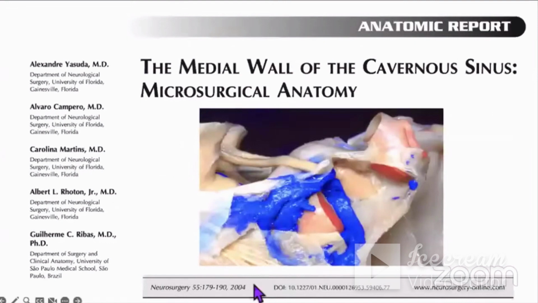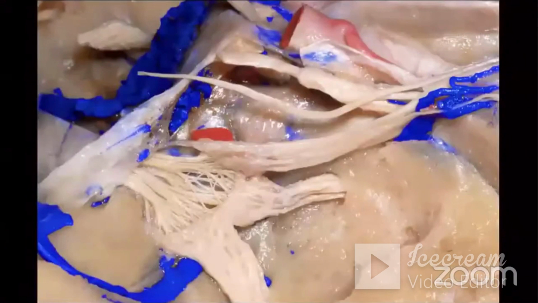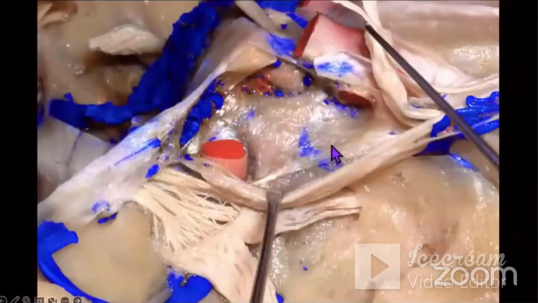We published in 2004 this paper with Dr. Rhoton Laboratory about the medial wall. At that time, some authors denied the existence of the medial wall, a dural wall between the pituitary gland and the content of the cavernous sinus. So we will perform a dissection from laterally to medially in order to see the medial wall of the cavernous sinus. This is the medial wall of the cavernous sinus that has two portions, a pituitary portion and a sphenoidal portion. The sphenoidal portion is related to the carotid sulcus.